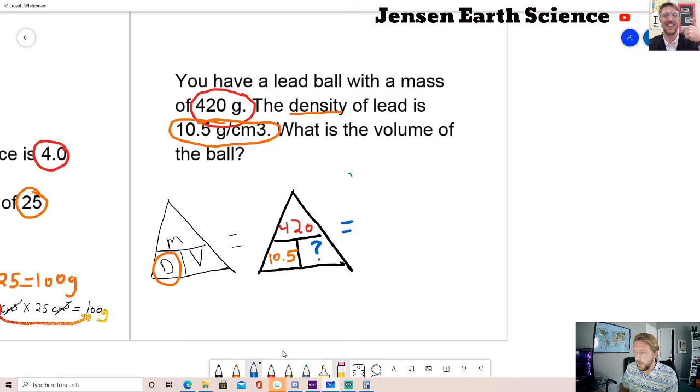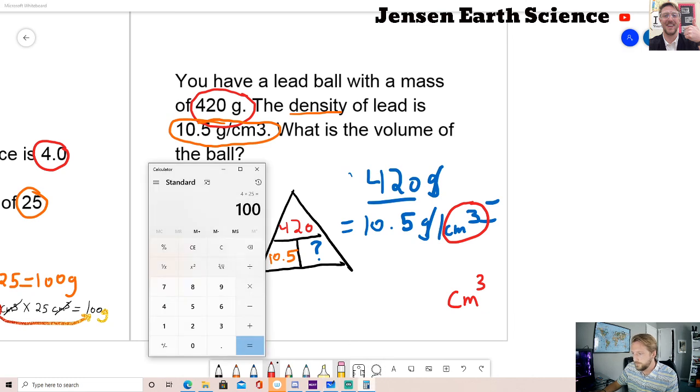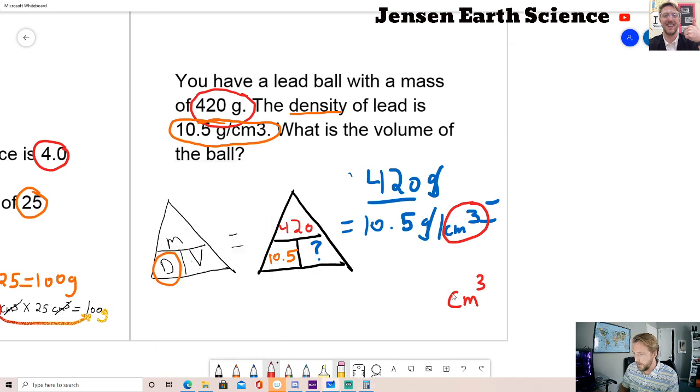So this formula will end up being 420 divided by 10.5, and this is grams per centimeter cubed. This is grams. So before I even do the answer, we can get rid of both of the grams, and we are left with centimeters cubed for our unit when we find the final answer. So I take my calculator, I do 420 divided by 10.5, and my volume here would end up as 40 centimeters cubed.